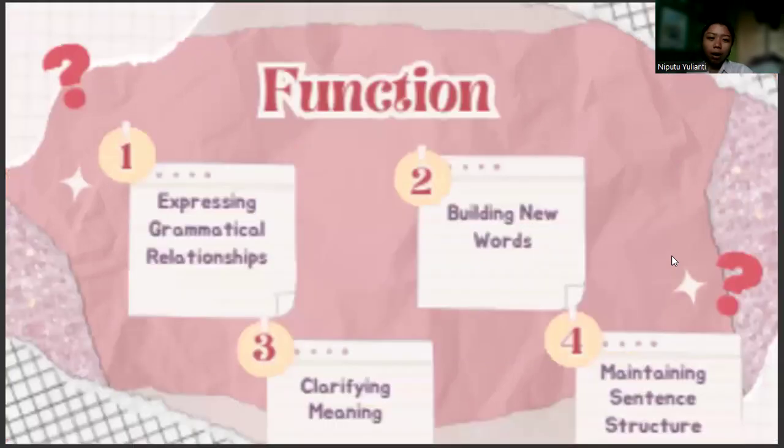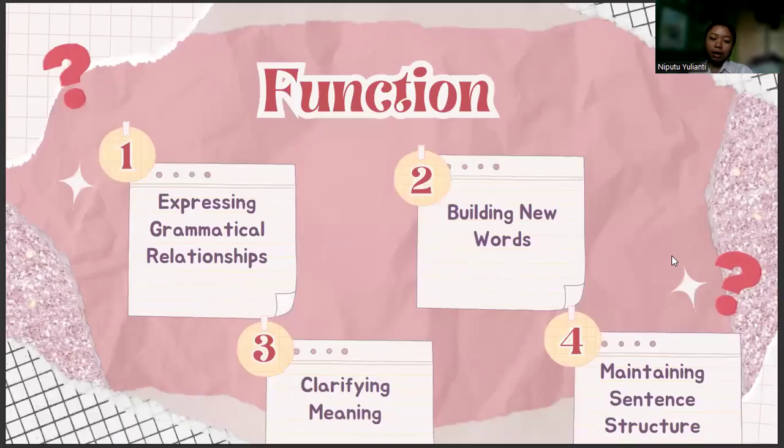So what about the function? Morphemes have four functions: expressing grammatical relationships, building new words, clarifying meaning, and lastly maintaining sentence structure. Let's discuss expressing grammatical relationships first. Grammatical morphemes show the relationship between subject, verb, and object, or indicate time, number, aspect, and case. For example, in "he runs", the ending -s shows subject-verb agreement in present tense.